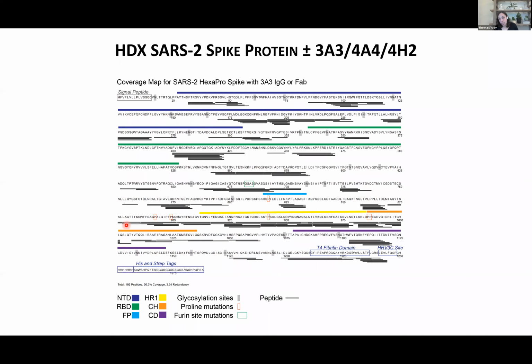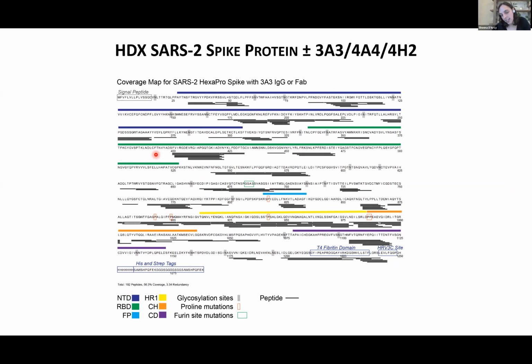So this is the coverage map that we obtained for the spike protein. The goal was to do the spike protein alone and then compare it to the spike protein with the antibody. Now, for anybody that already has HDX experience, you might look at this and think this is a horrible coverage map. The reason I say that is you can see we have large regions of the spike protein for which we don't obtain any peptides.